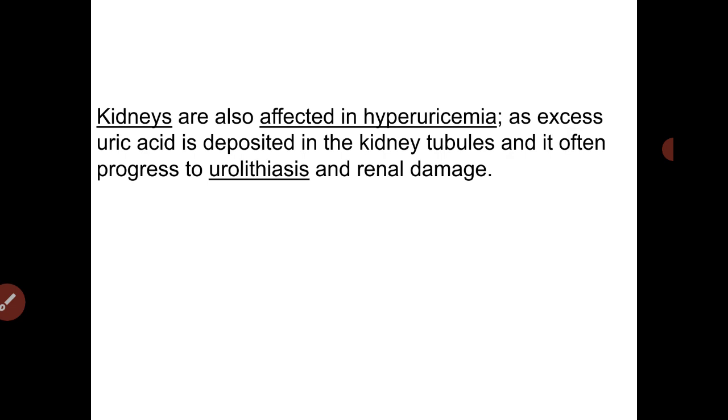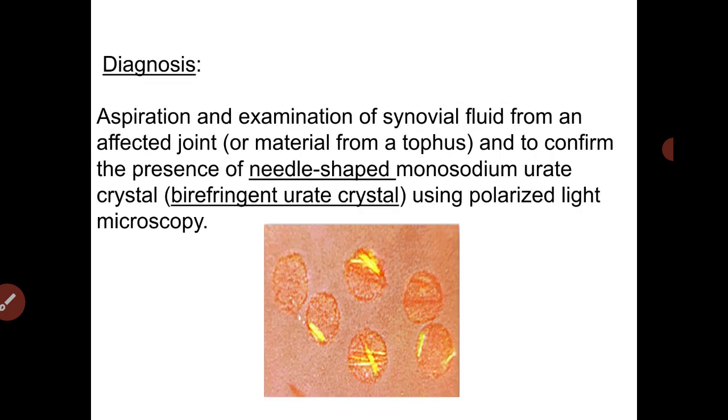Now, kidneys are affected in hyperuricemia. Excess amount of uric acid in the kidney gets deposited there to form kidney stones or urolithiasis, which causes renal damage. Now, how to diagnose this gouty arthritis? This is by aspirating the synovial fluid and examining it using polarized light microscopy. What we will see is needle-shaped monosodium urate crystals or birefringent urate crystals. So that is shown in this picture.